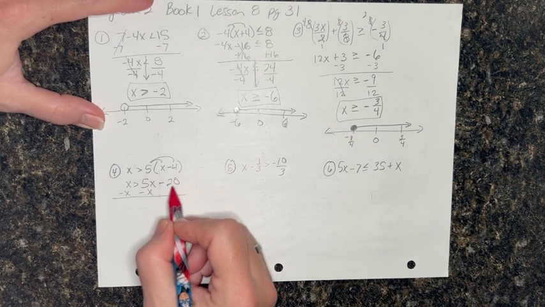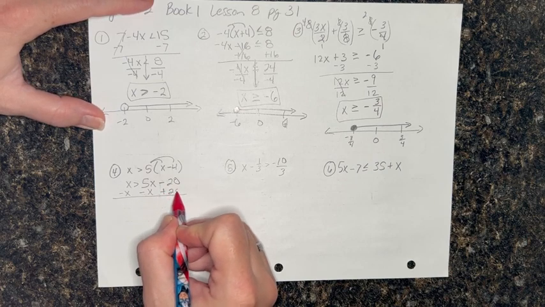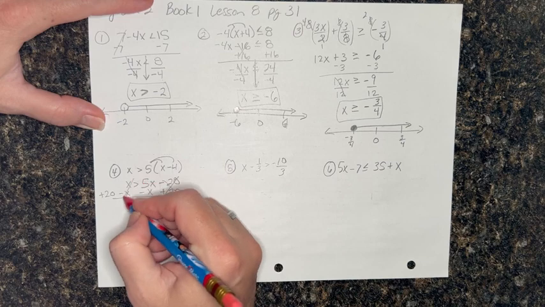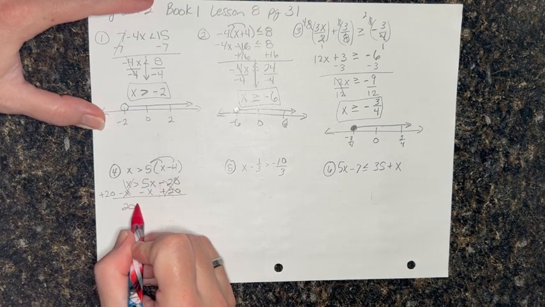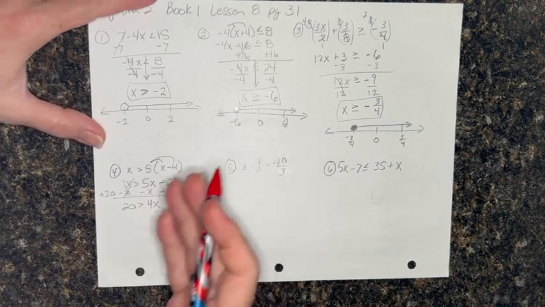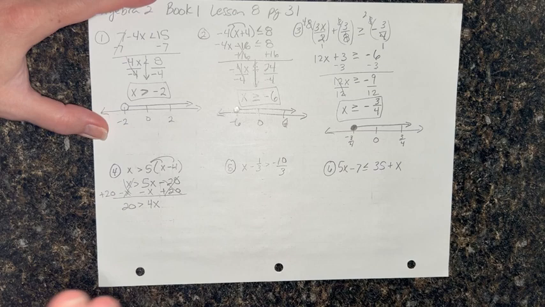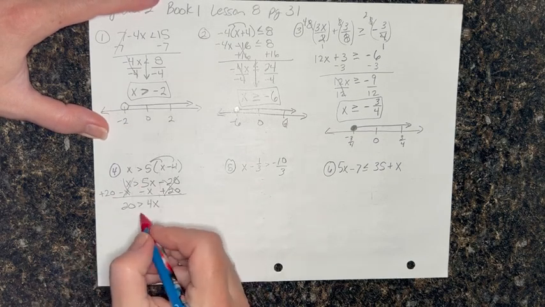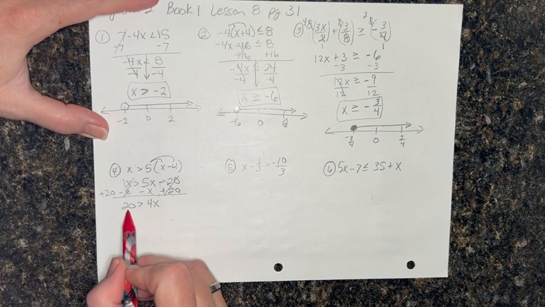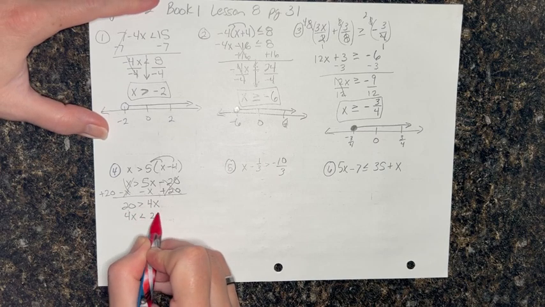Here, this 20 is being subtracted from our variable term, so we are going to do the opposite and add. Canceled, canceled. 20 is greater than 4x. Now, we want our x to be on the left-hand side, but all we're going to do is flip this whole problem over. If we read it backwards, 4x is less than 20, and that's just what we're going to write. 4x is less than 20.